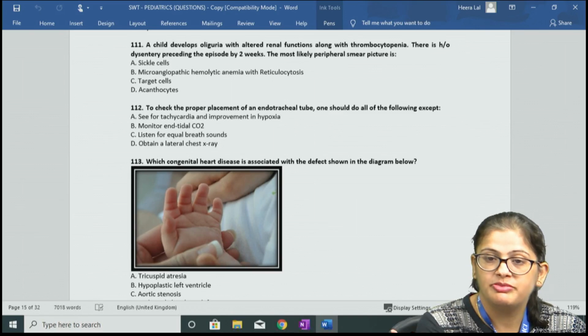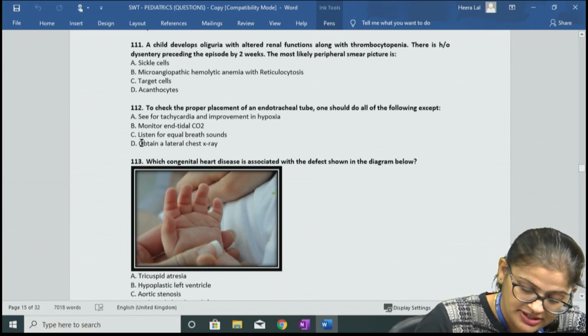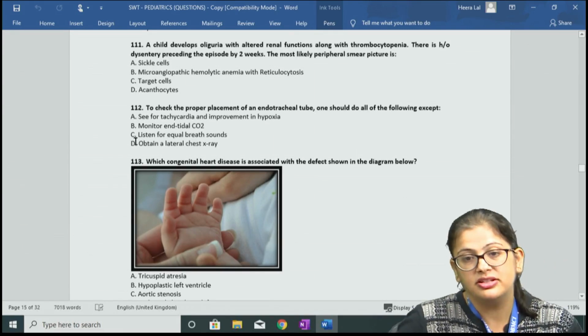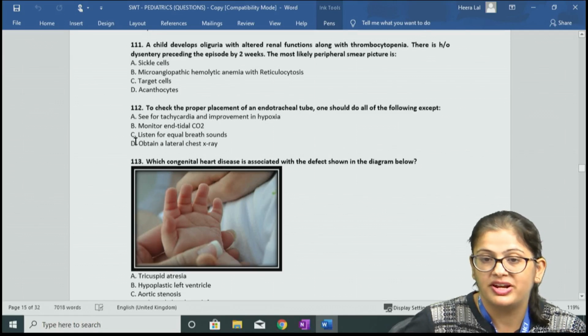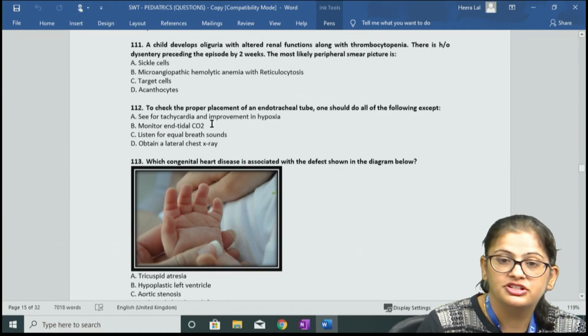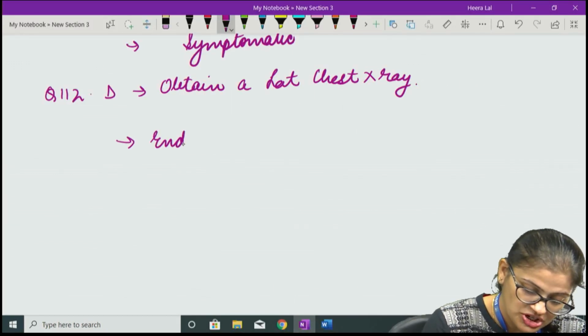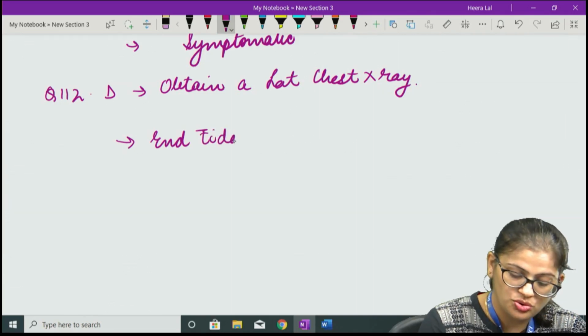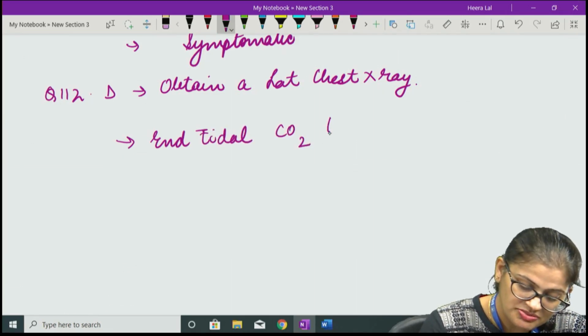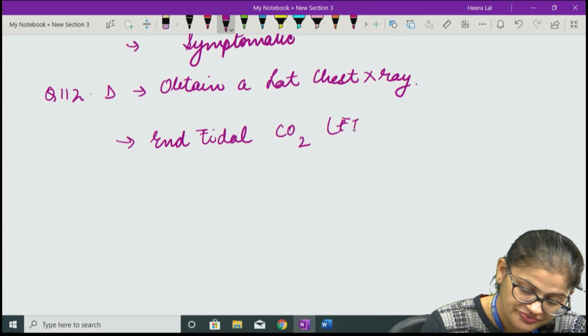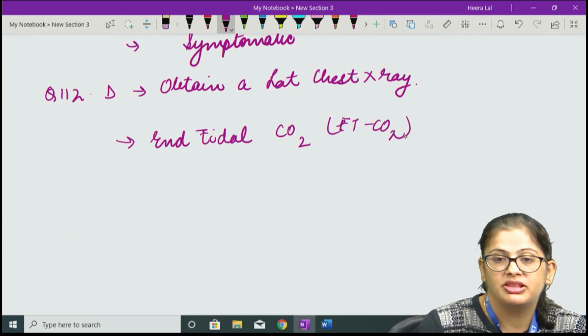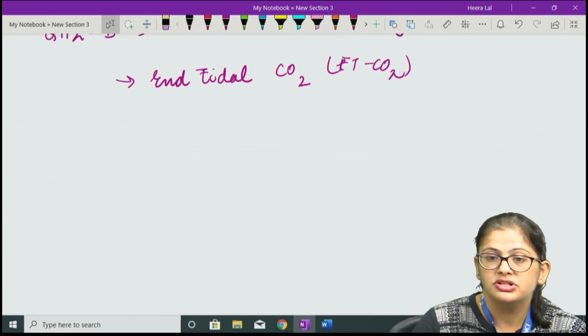And the most objective method to check the position of the endotracheal tube is by monitoring the end tidal CO2. Listening to the breath sounds is very subjective. Someone might perceive it differently, and they may not be able to assess in the presence of conducted sounds. But monitoring the end tidal CO2, or EtCO2, would be the objective method to know the position of the tube.